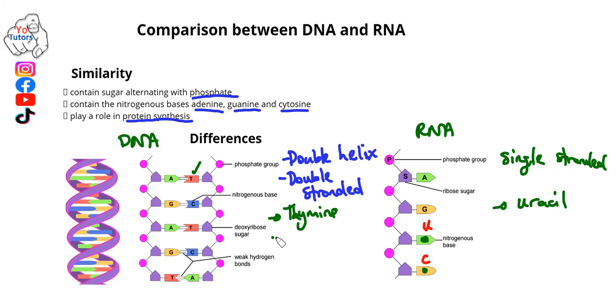Then the sugar, as you can see from the sugar there, we have got deoxyribose sugar. So deoxyribose sugar here, let me circle it. But in this case here, on the RNA, we have ribose sugar. So we have a ribose sugar. That's another difference that you will see there. And yeah, so this is what you must remember when you're looking at the differences and also similarities of DNA and RNA.